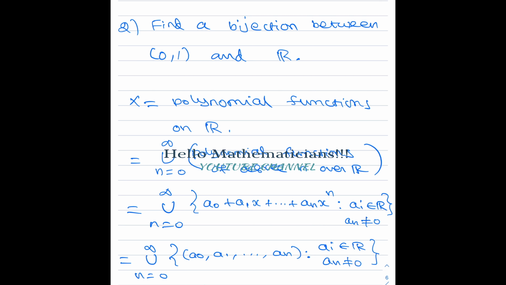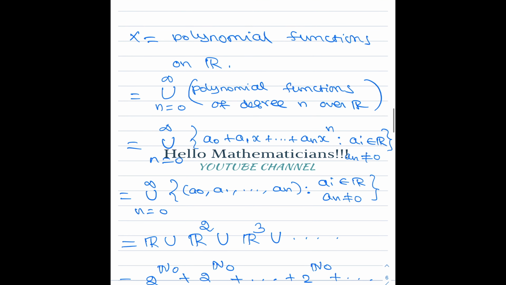So now I take it as a union from 0 to infinity. First it will have degree 0 polynomials, the constant polynomials, then degree 1 polynomials, then degree 2 polynomials. I am taking the union of them. Now if it is a degree n polynomial, it will be of this form: a naught plus a1 x, etc., plus an x^n, where these coefficients are real numbers, and since it is a polynomial of degree n, the leading coefficient is not equal to 0. Okay, so this set X can be written like this.